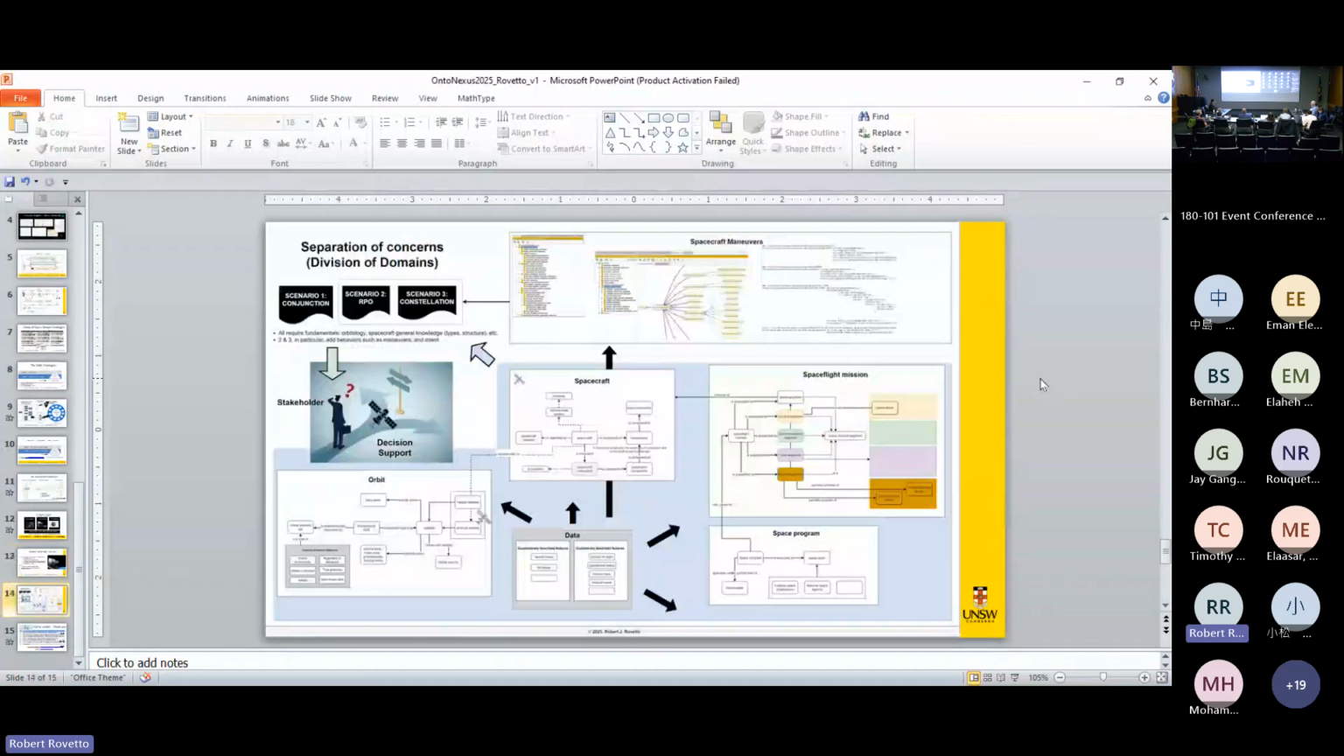So bringing it all together, here's a separation of concerns. Each subdomain is grouped, and each of the relevant types of data for those subdomains are considered and help inform these models. And again, the three scenarios are tied in with this, hopefully for making better decisions for stakeholders in the sector.